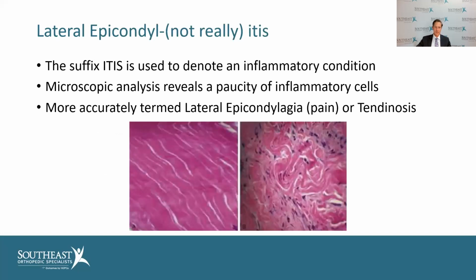So I call it lateral epicondylgia, not really itis. It really isn't an itis, and the itis suffix we typically use to denote an inflammatory condition. And the assumption is that it must be caused by some sort of inflammation, and patients use anti-inflammatories. Interestingly, when we do a microscopic analysis of the tissue in this area, we find that there really are not very many inflammatory cells, and that's different than a lot of other conditions where inflammatory cells become the preponderance of the cells. In this condition, they're more degenerative cells, and we'll go through that a little bit more in a moment.